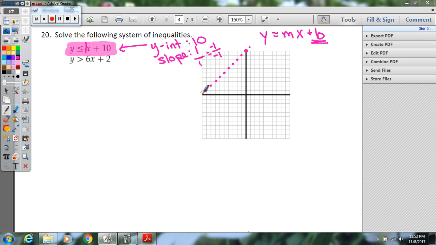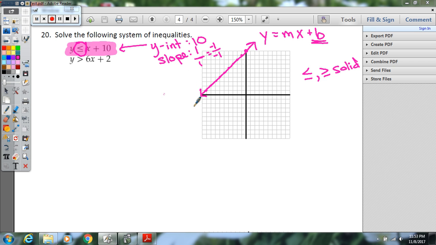Okay, so the next question I have is, is it going to be a solid or dotted line? If I look here at less than or equal to, guys, it has that or equal to. Do you remember anytime it's less than or equal to, greater than or equal to, it's going to be a solid line. So I'm going to come through, do the best I can to get all those dots, and it's a solid line. But now I need to do shading.